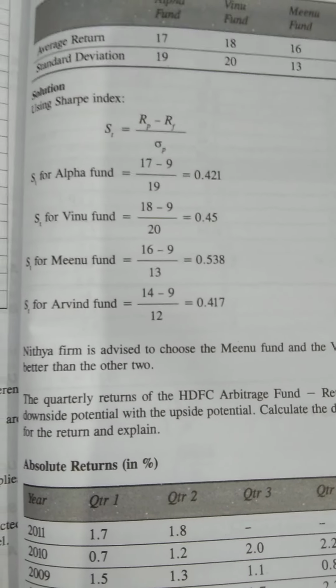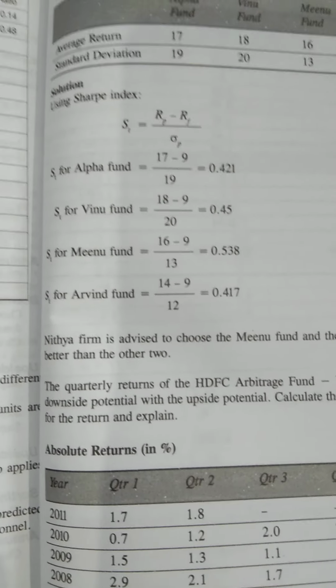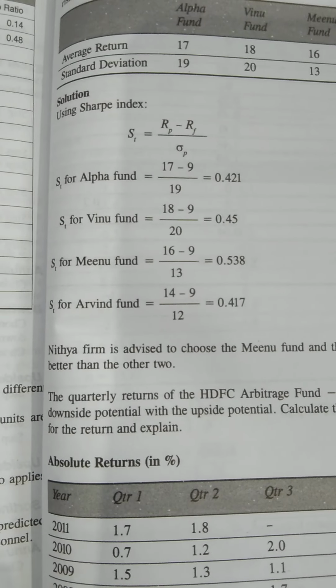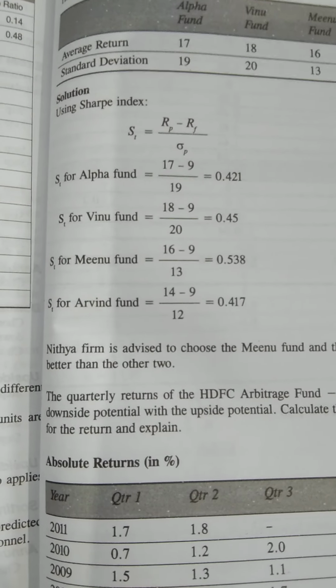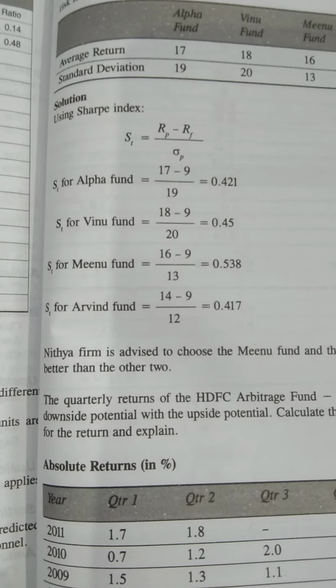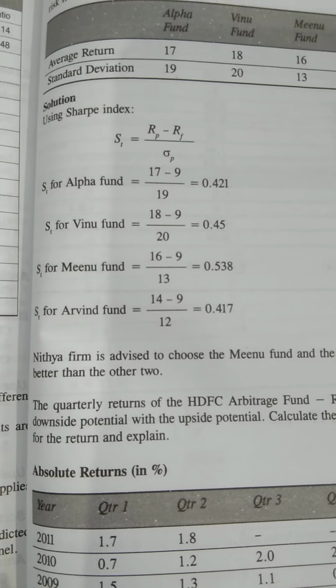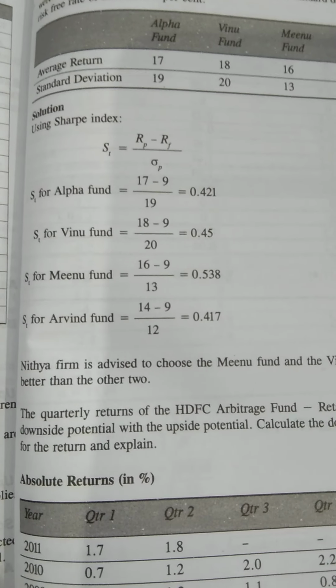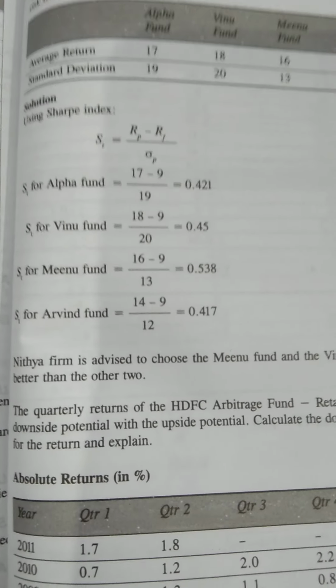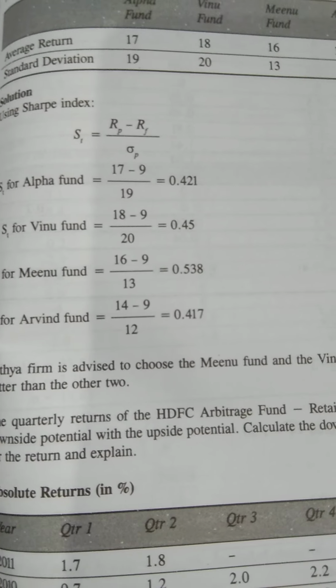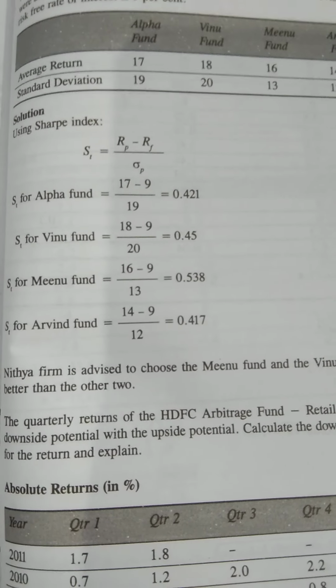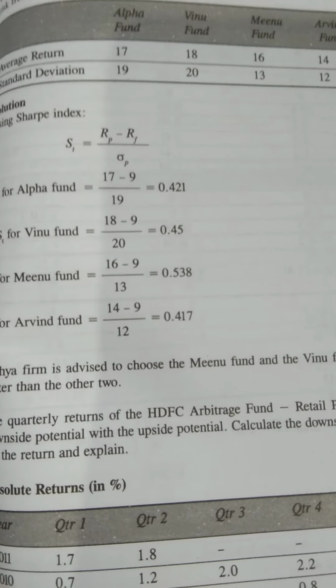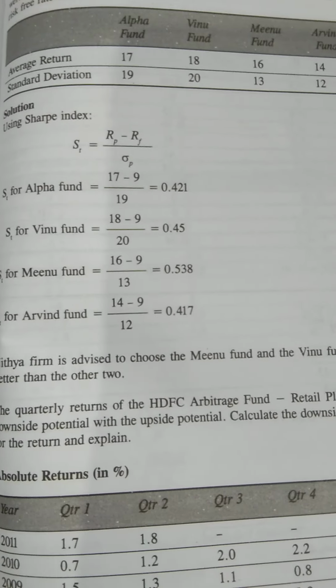Also there is a way we can rank them. If somebody asks you which is the best one, your answer will be Minu fund, because among all the four it generates the highest return of 0.538. In this way we can give the ranking. Now move on to the second one.